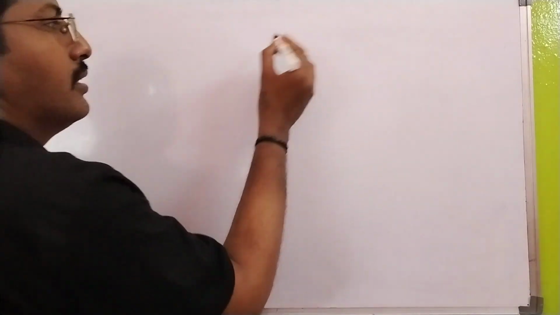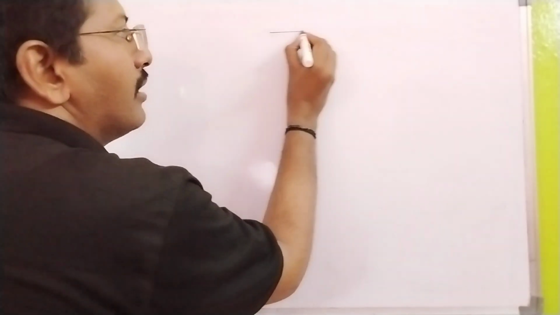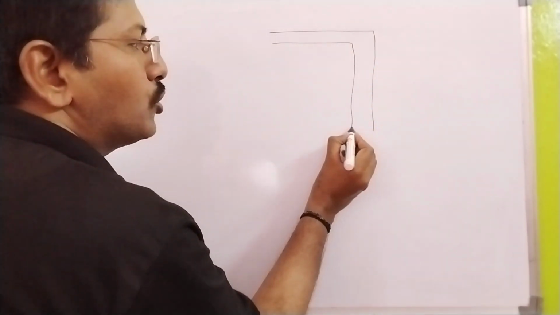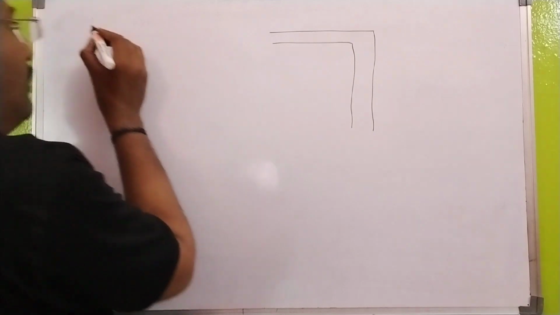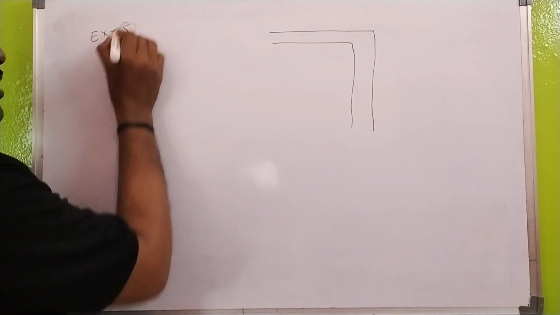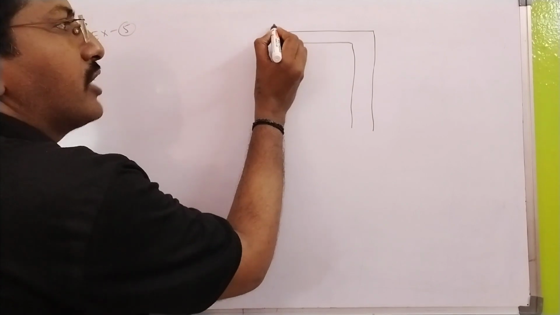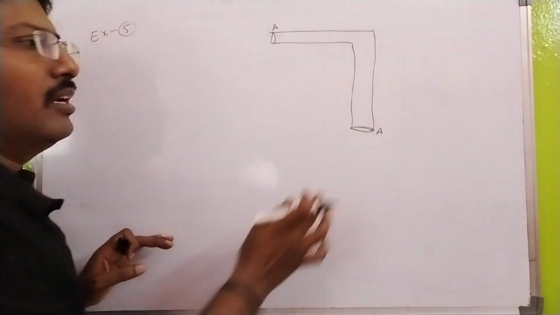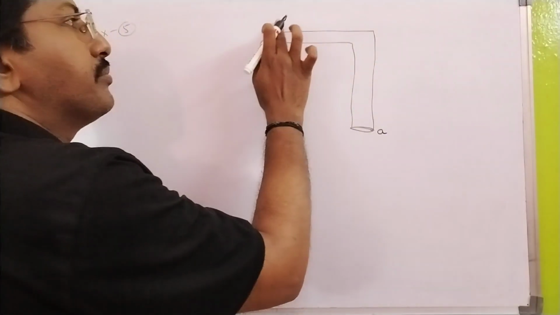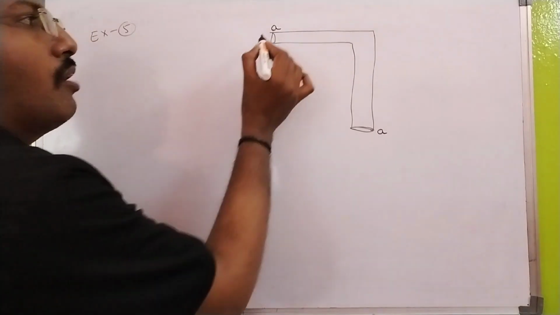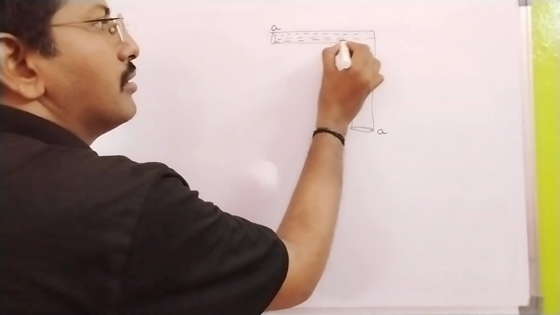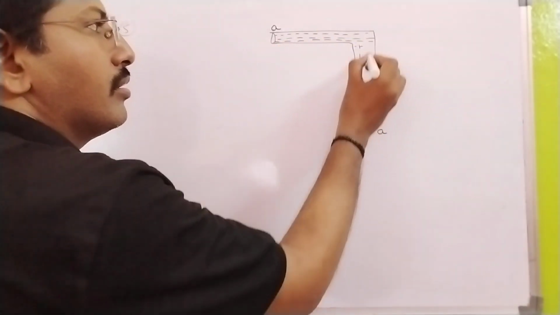One more example. See here, I take an L-shaped water tube. Example 5. The area of cross section is A, uniform. This is also A, that is also A, represented by small a. Now water enters into the tube.